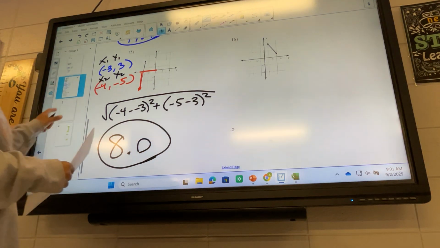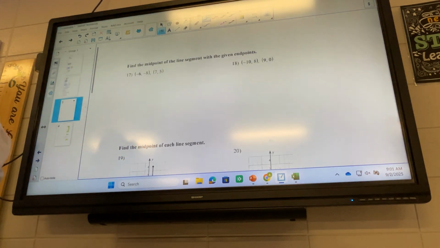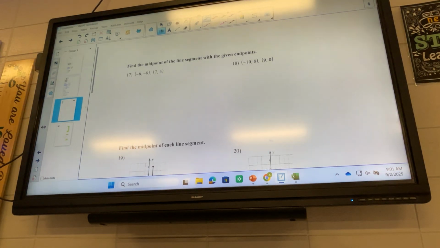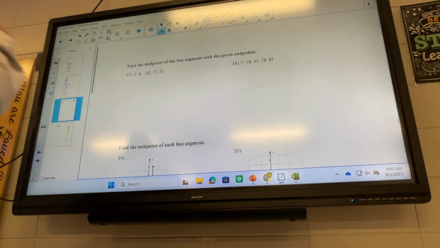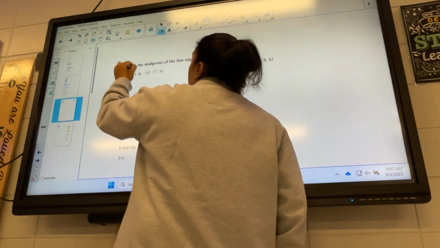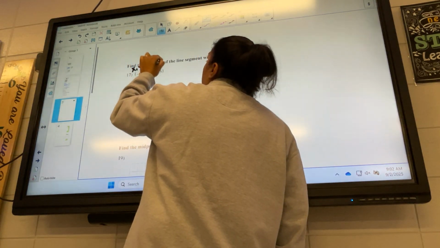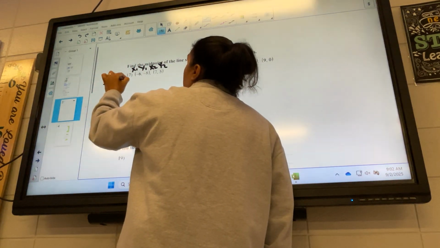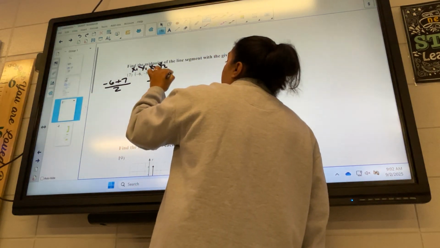Okay, flip the page, look at number 17. The midpoint, we take the two x's and add them together, and divide by 2, and then you take the two y's. This is for distance. This is for the midpoint. So our x is gonna be negative 6 plus 7 over 2. And a negative 8 plus 5 over 2.